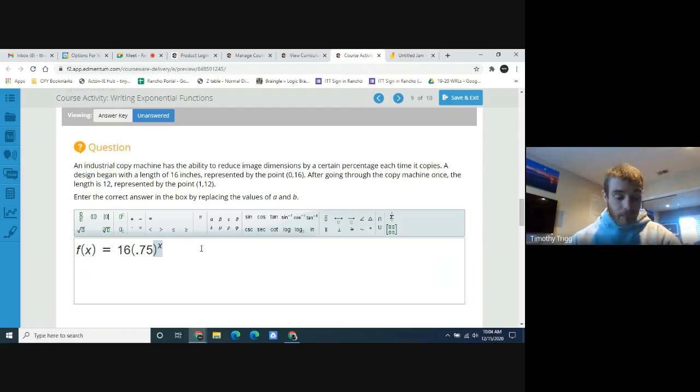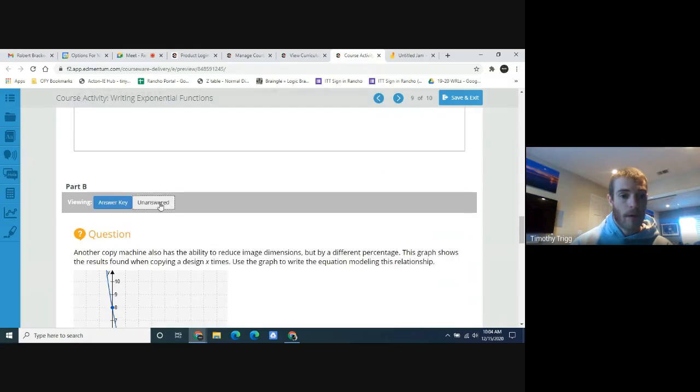But also, this value in here is less than 1, right? 0.75 is less than 1. So whenever you have a growth rate that is less than 1, it's actually a decay rate, okay? All right.